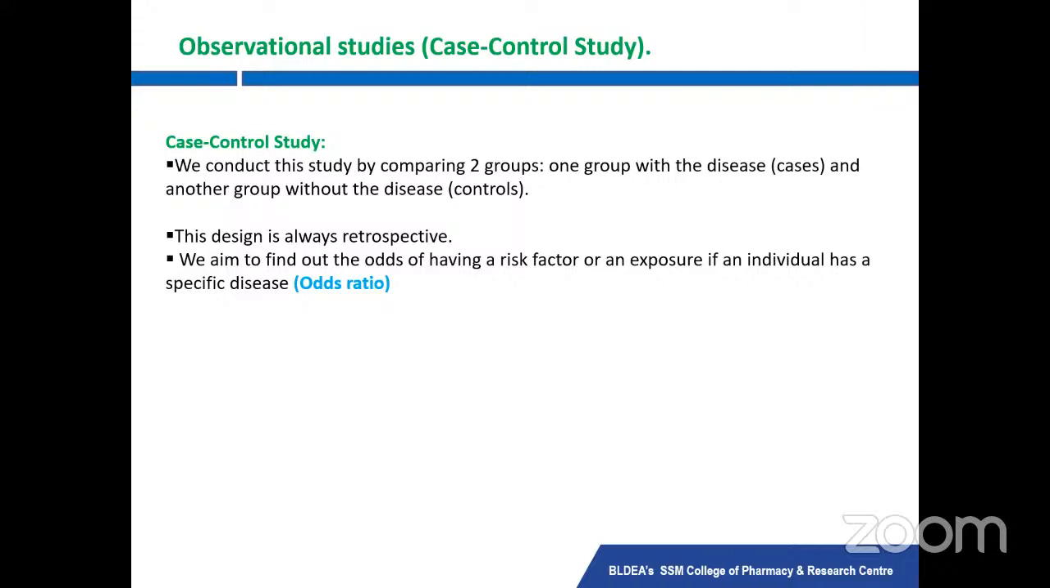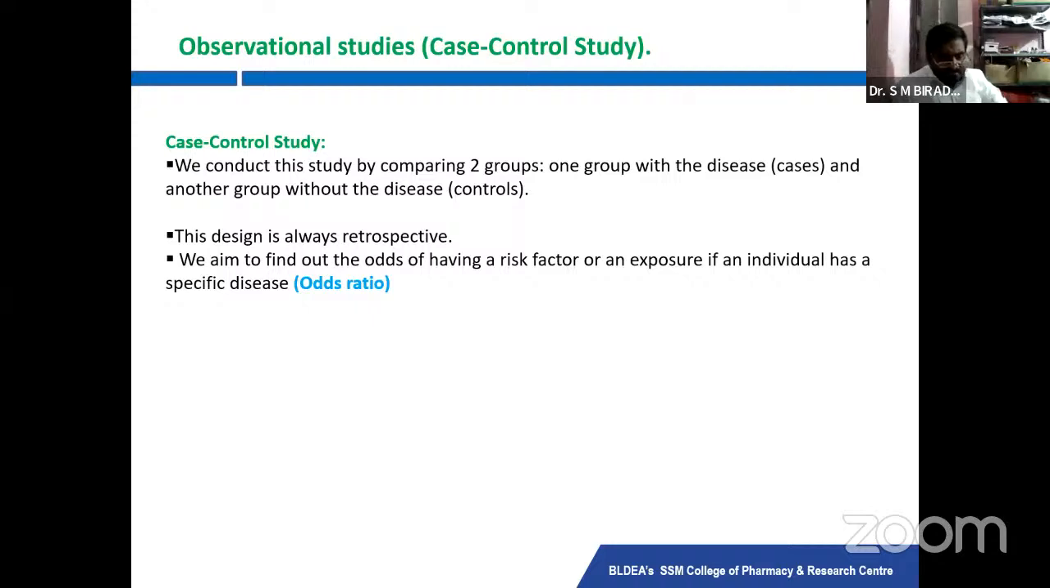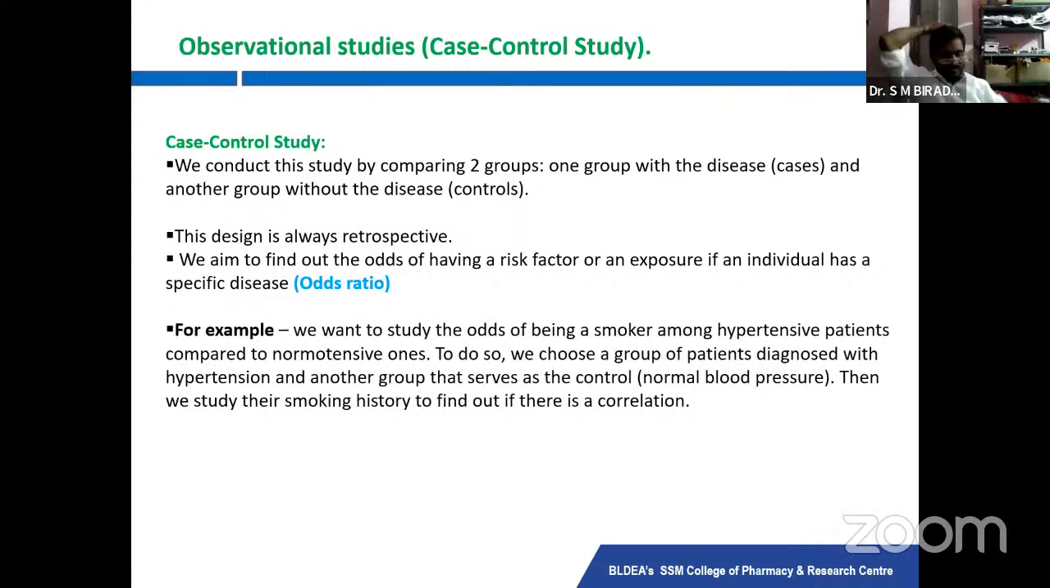Okay. So this is most of the time a retrospective study. The main aim of the case control study is to find out the odds of having the risk factors or exposure if the individual has the specific disease. Here we need to find out the odds ratio. So what is this odds ratio? I would like to give you an example to understand what an odds ratio is. If the odds ratio is very high, the probability of getting the disease is very high.